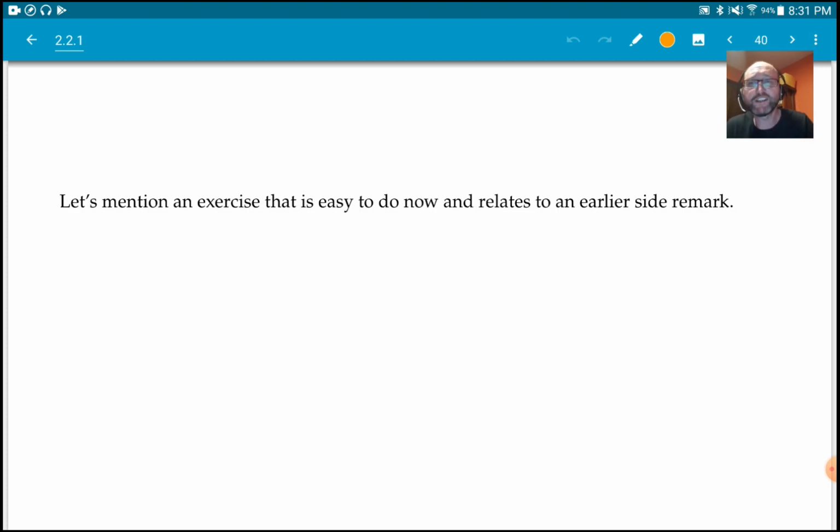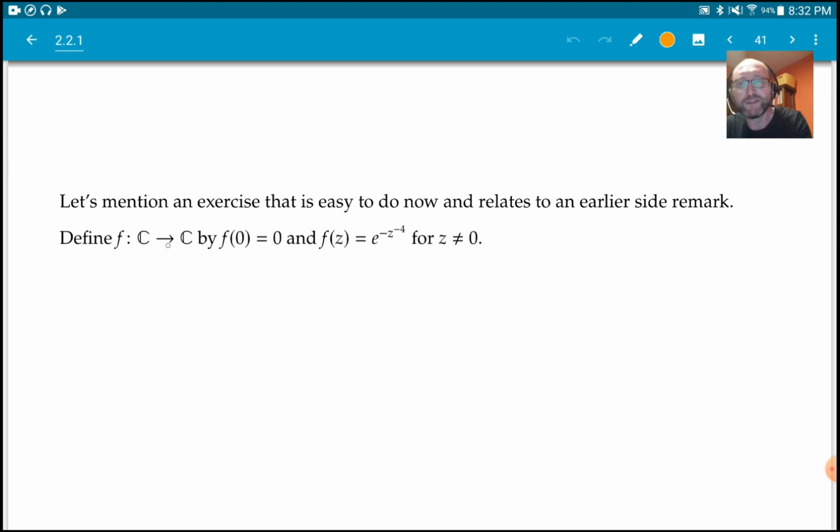Now, let's mention another exercise. This one relates to a previous side remark. So let f be this function defined on the entire complex plane, from the complex plane to the complex plane. Let it be 0 at 0, and at all other points, let it be e to the minus z to the minus 4. It looks maybe a little mysterious, but once you start working with it, you'd figure out why that's true.